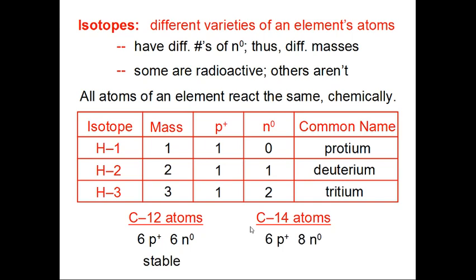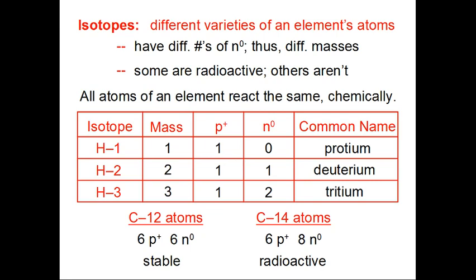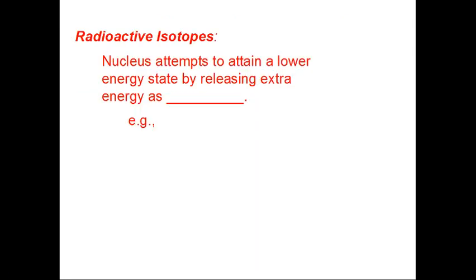Carbon-12 is stable. You're made of mostly carbon-12. And carbon-14, you have a little bit of carbon-14 in you that starts to decay as soon as you die, and that is radioactive. That's how you tell how old bones are and things like that.